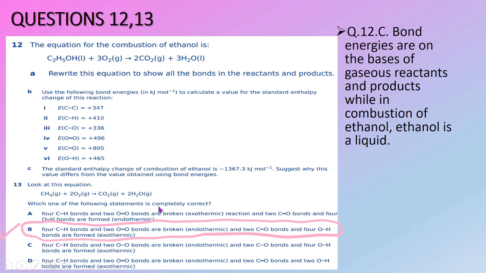In question number 13, which one of the following statements is completely correct? So 4 CH bonds and 2 O=O bonds are broken, and 2 C=O bonds and O-H bonds are formed in this equation. So B is correct.